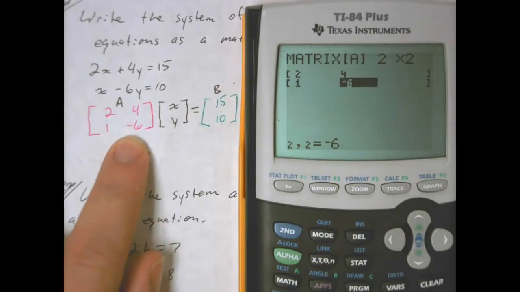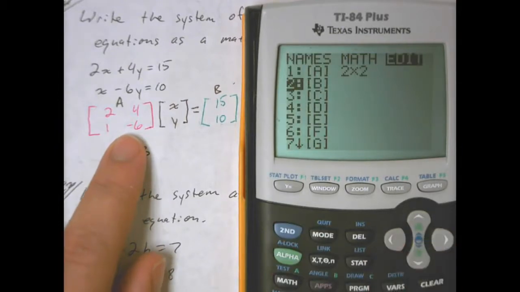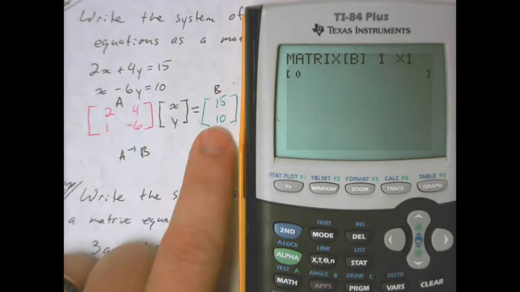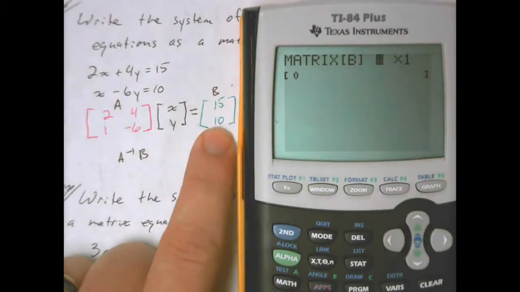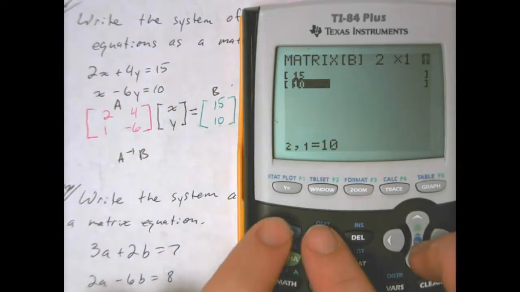So 2, 4, 1, -6. That is my matrix A. I will quit. I will go back to edit. Now I need to put in matrix B, which is a 2 row by 1 column, so 2 by 1. It is 15 and it is 10. All right, I will get back to my main screen again.